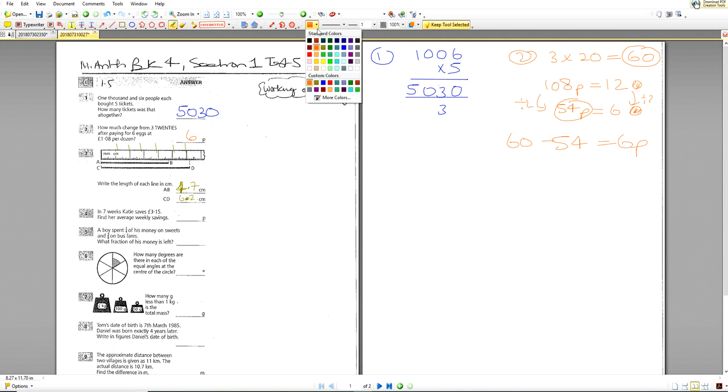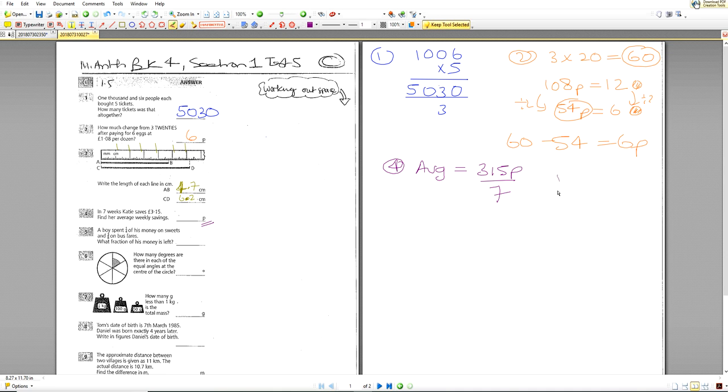In 7 weeks, Katie saves £3.15. Find the average weekly savings. So for question number 4, if you want to work out the average, the total savings was £3.15, because the question answers in pence. So let's change our question straight away to pence, divided by the number of weeks that she did it over, so 315 divided by 7.